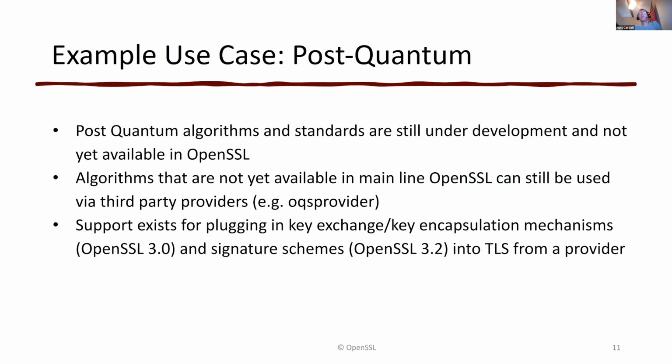Another example here is post-quantum. As of today, OpenSSL itself doesn't have any built-in post-quantum algorithms. Obviously, there's a lot of work going on at the moment to develop the standards around these. There is a third-party provider already, the OQS provider, which you can go and download and use with mainline OpenSSL. That enables you to get access to post-quantum algorithms. It integrates into our TLS as well, so you can use post-quantum key exchange and encapsulation mechanisms and signature schemes and get them running with TLS.